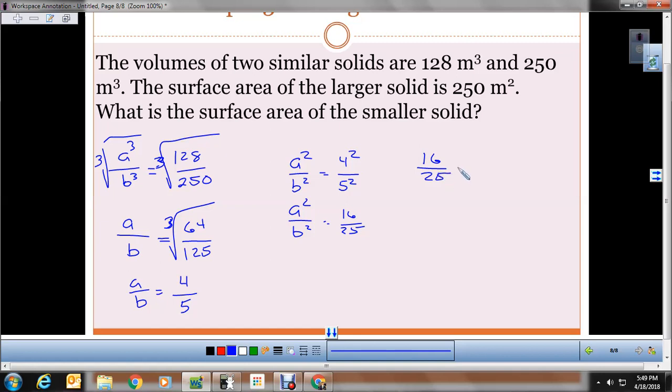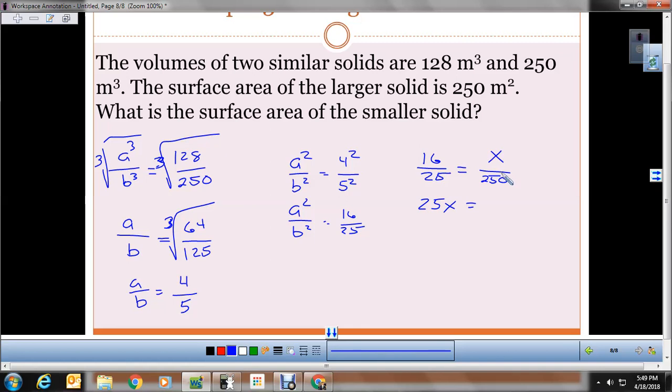So 16 over 25 is equal to, now this says surface area of the larger, that means it goes with the large number, which is on the bottom, so this is 250, over, we'll call x on the top, the surface area of the smaller figure. So once again, we're using the ratio of the areas to help find this. So we cross multiply. 25x is equal to 250 times 16.